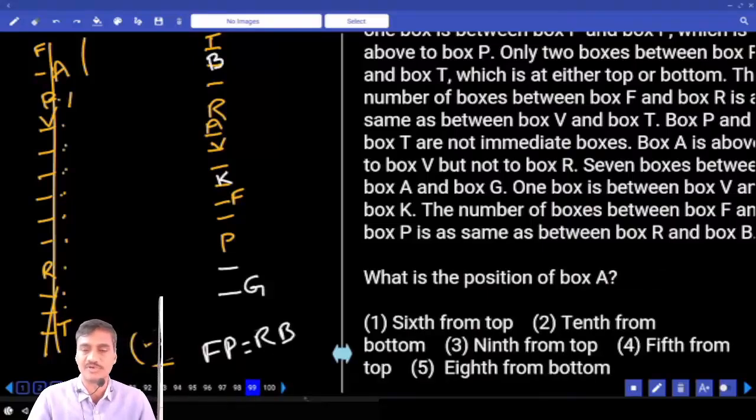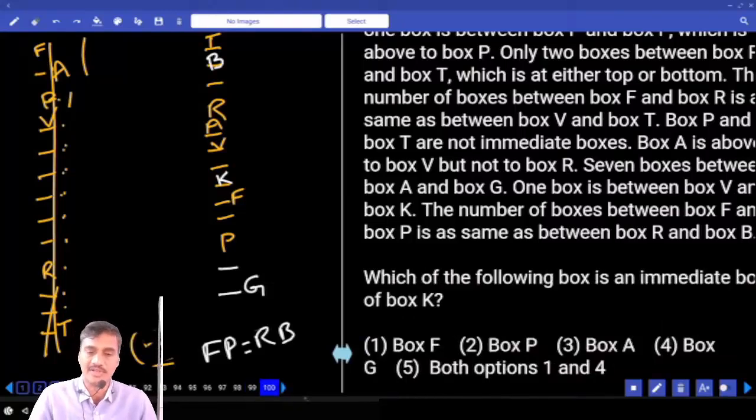99. What is the position of box A? Where is this A? A is 1, 2, 3, 4, 5th from the top. And fifth from the top, choice for question number 99. And finally 100. And which of the following is an immediate box of K? K ki immediate ఏమని చెప్పండి F. F, that is choice 1, question number 100.